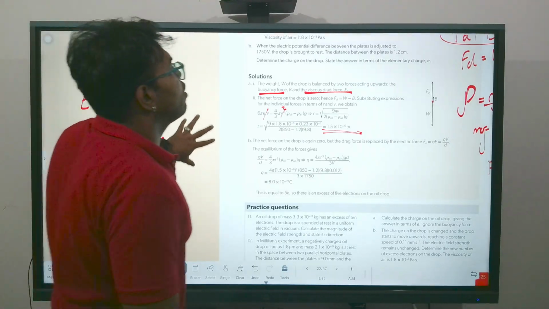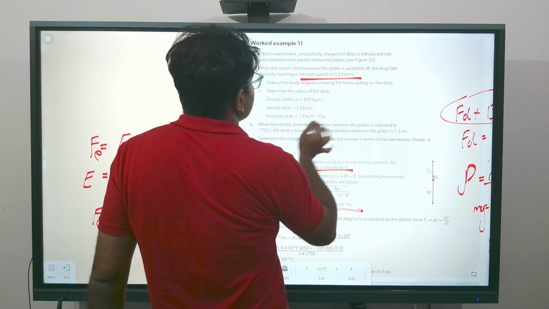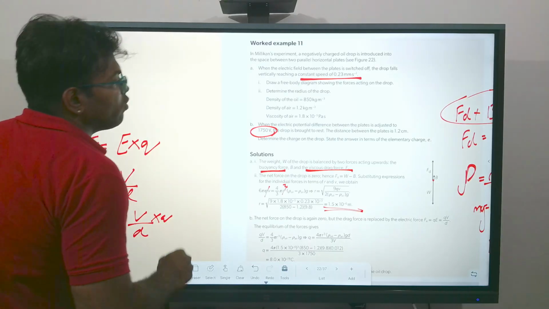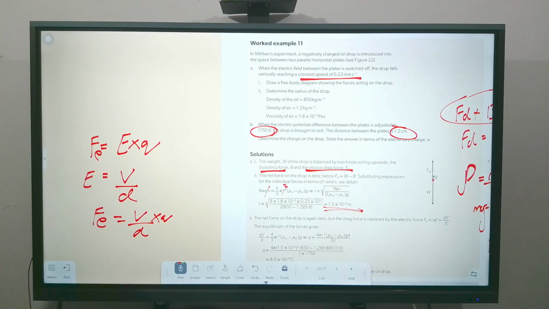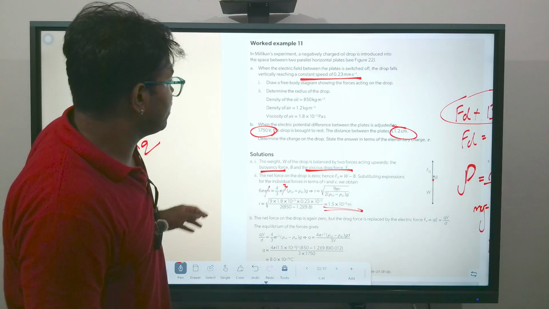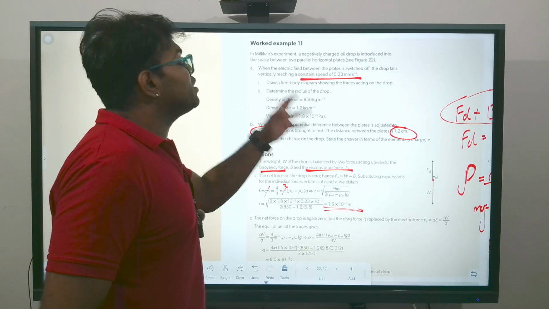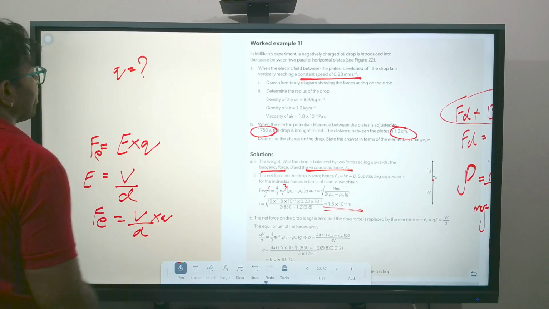So we know the voltage. We know the voltage to be around how much? Yeah, 1750 volts. We know the distance to be 1.2 centimeters. We know the charge also, right? What is the charge? Oh, determine the charge. We have to determine the charge. So Q is unknown.